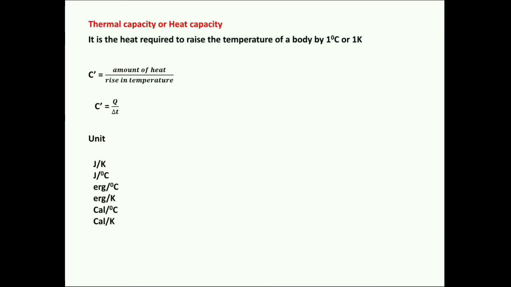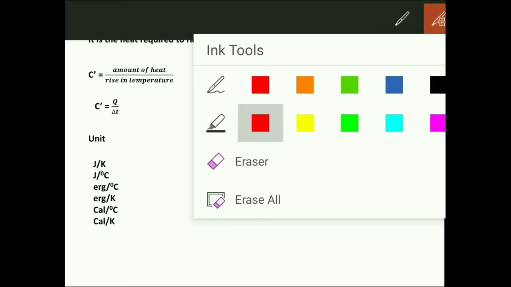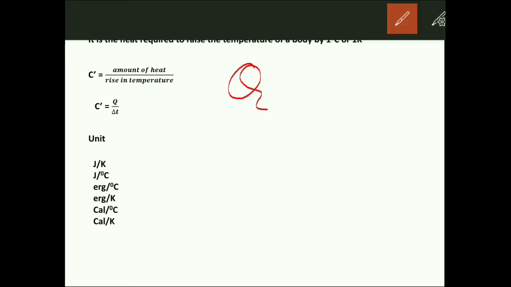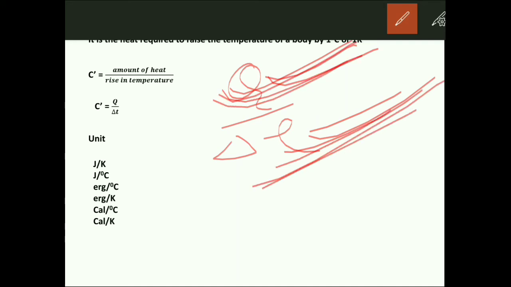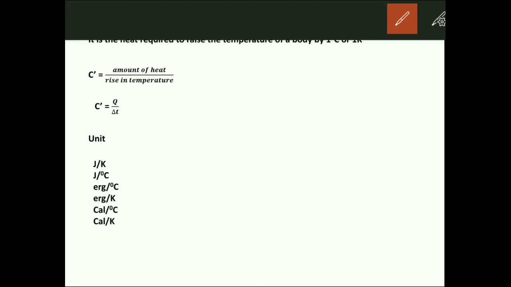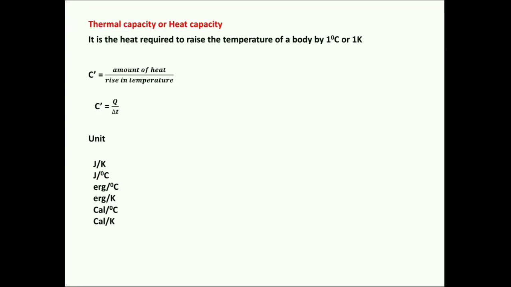So I've given a few examples. Joule per Kelvin. Let me show one more time. This is heat, change in temperature: joule per Kelvin, joule per degree Celsius, erg per degree Celsius, erg per Kelvin, calorie per degree Celsius, calorie per Kelvin. You can write any unit. If they have not asked for a specific one, and they just ask you to write down the unit, you can write any one of them.